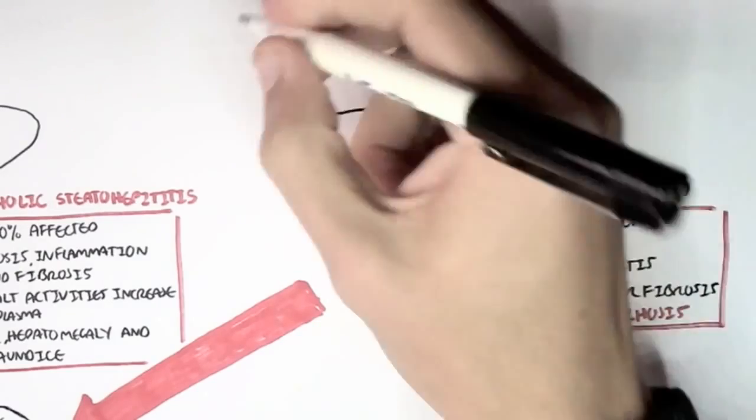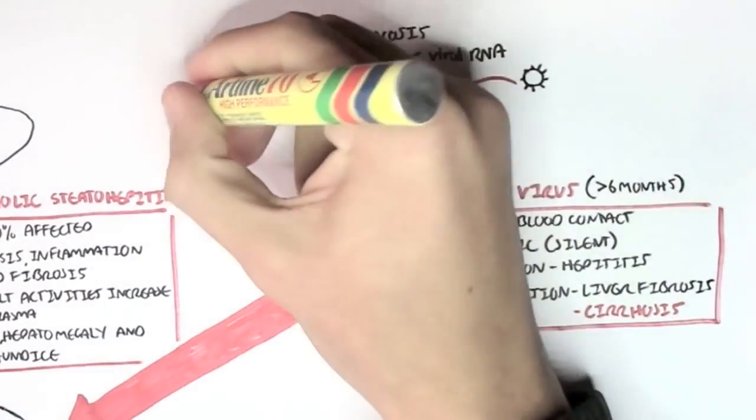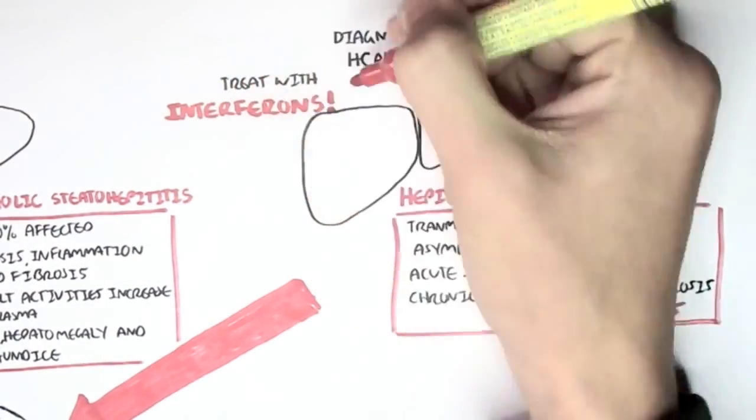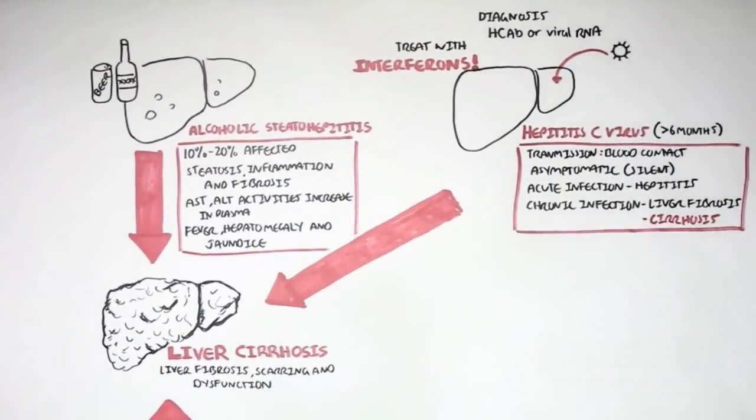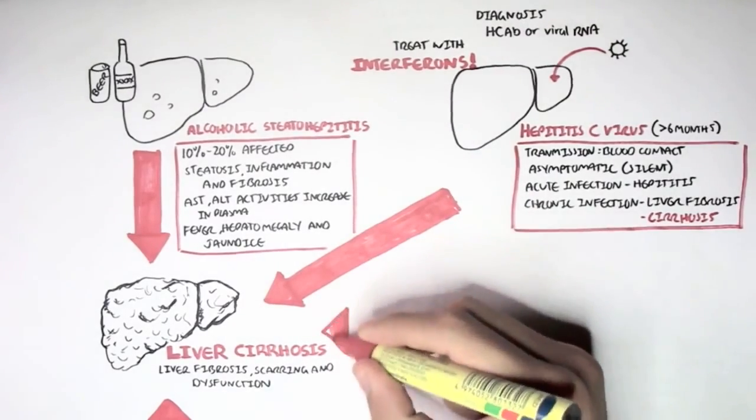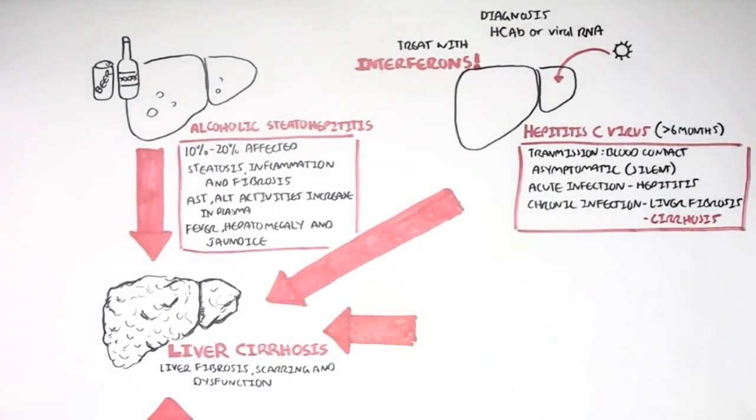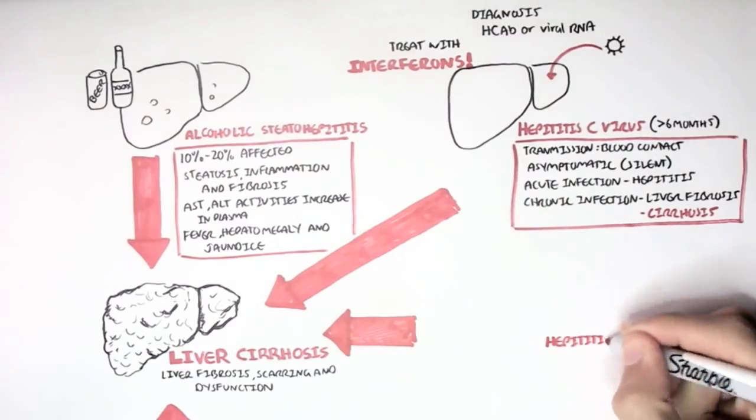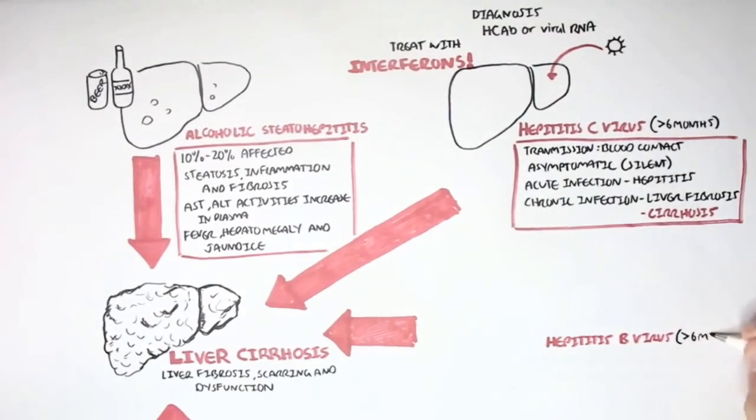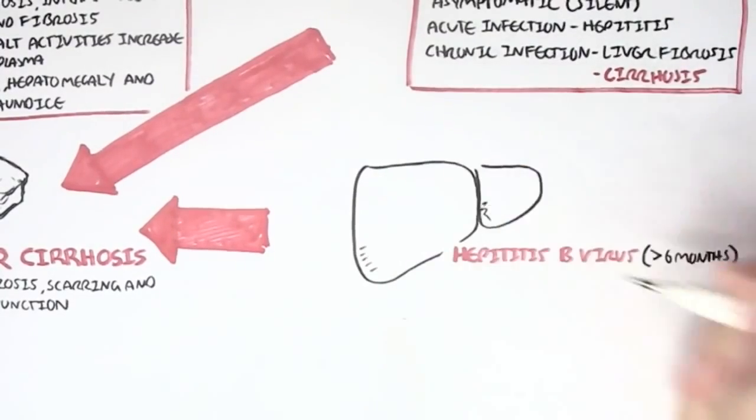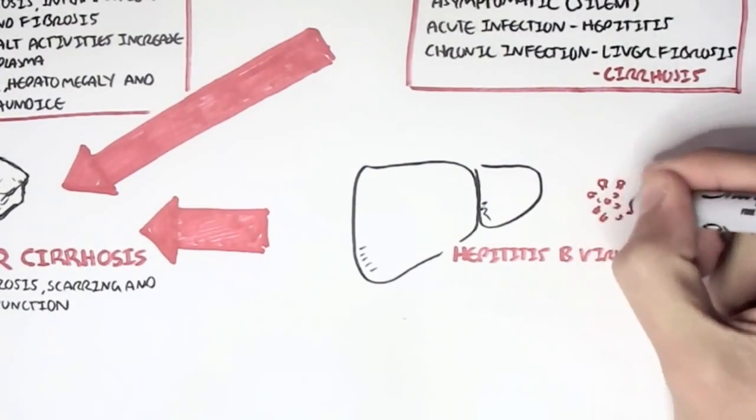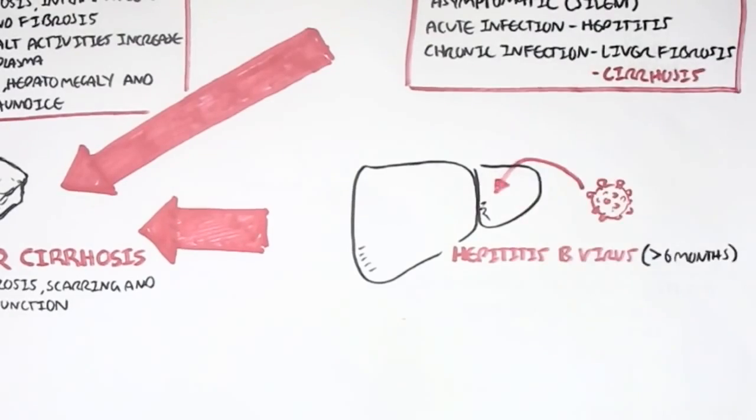There is no vaccine against hepatitis C virus, and so to treat this hepatitis C virus infection, we would use interferons, which slow or prevent the progression of the infection. Another cause of cirrhosis that is similar yet different and deadly is hepatitis B virus, and usually the infection has to be more than 6 months to indicate that it's chronic and to progress to cirrhosis.